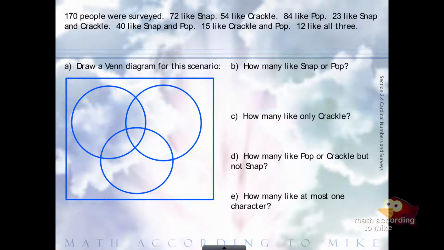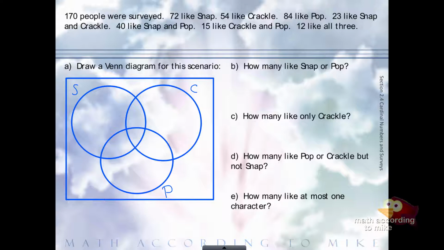All right, so we got 3 characters. We got Snap. We got Crackle. And Sir Popsalot. We got a lot of numbers in that preamble there. However, there's only one number we can use, and it happens to be the 12.